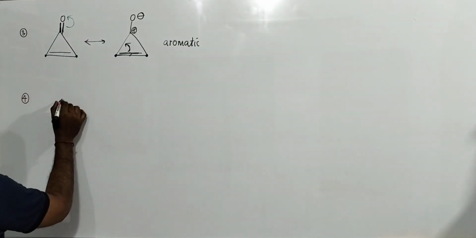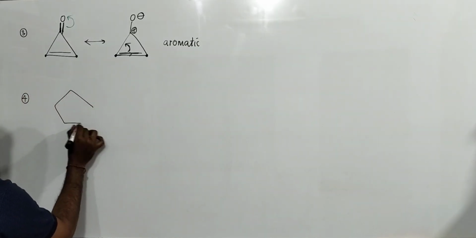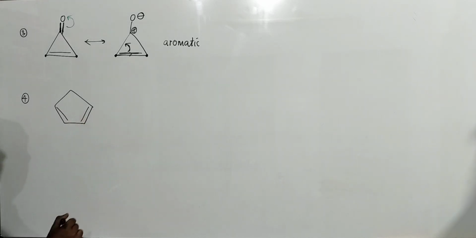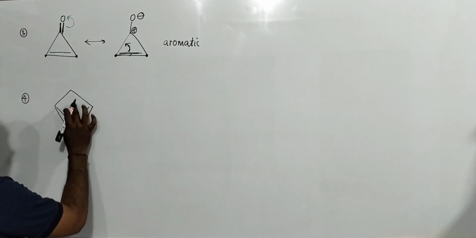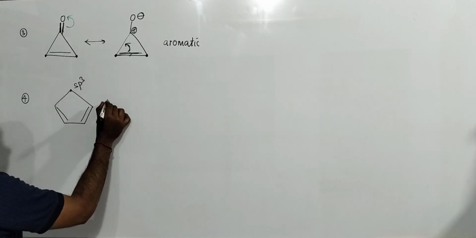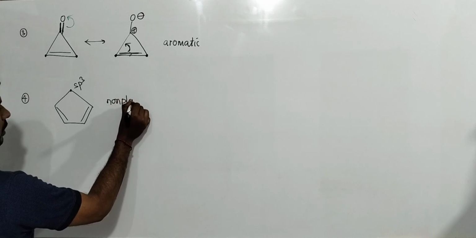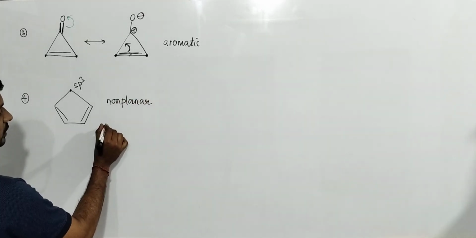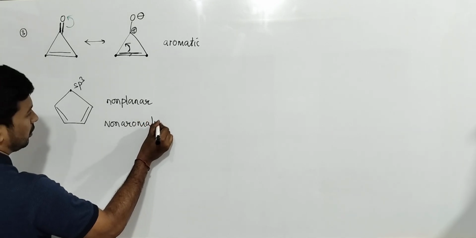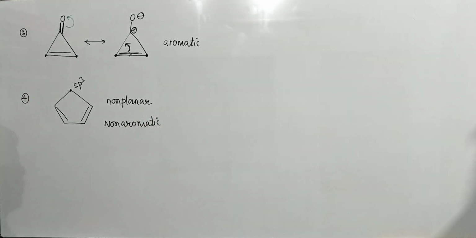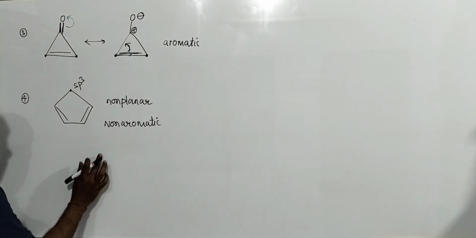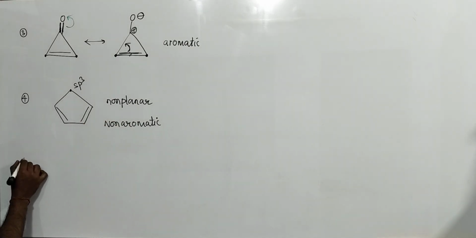Taking the fourth one. Is it aromatic or not aromatic? Cyclic or not? Yes, cyclic. Planar or not? Not planar. This is sp3 carbon. sp3 carbon means non-planar. Non-planar molecule means non-aromatic. It is neither aromatic nor anti-aromatic. It is non-aromatic. Next.